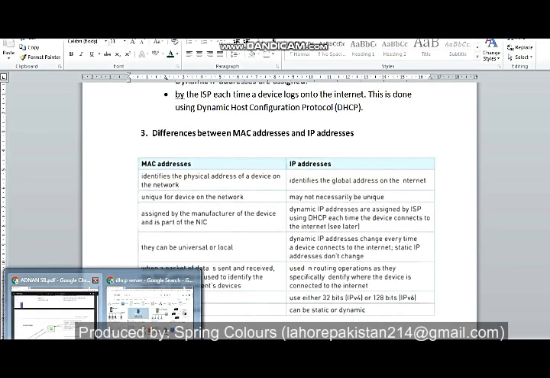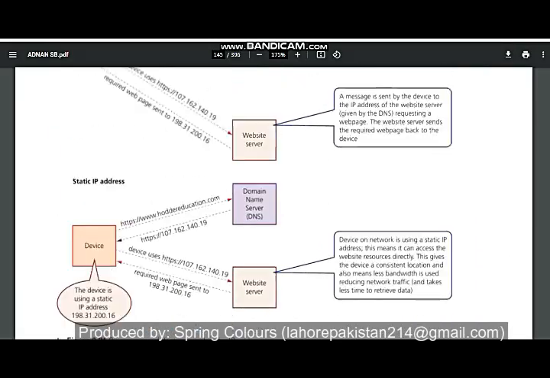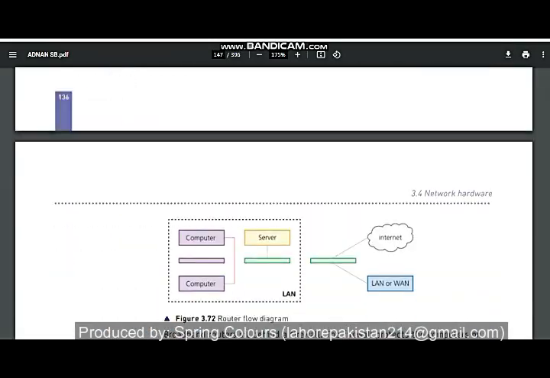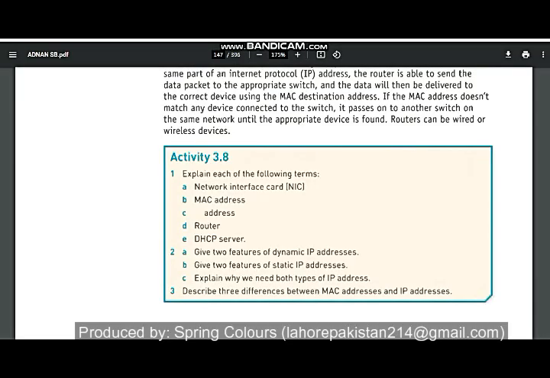So this was activity 3.8. Next time I will solve exam style questions of chapter number 3.